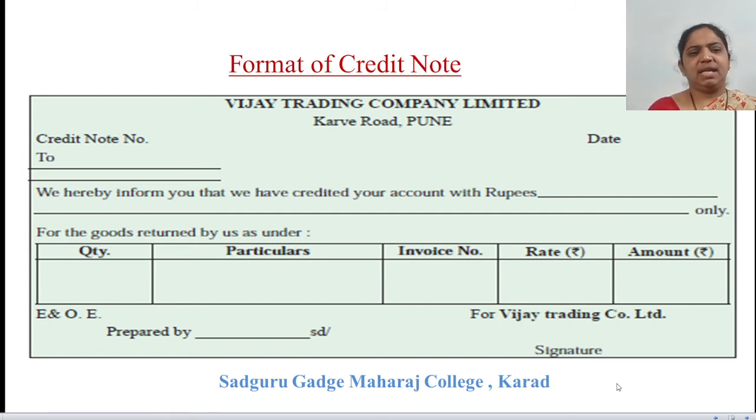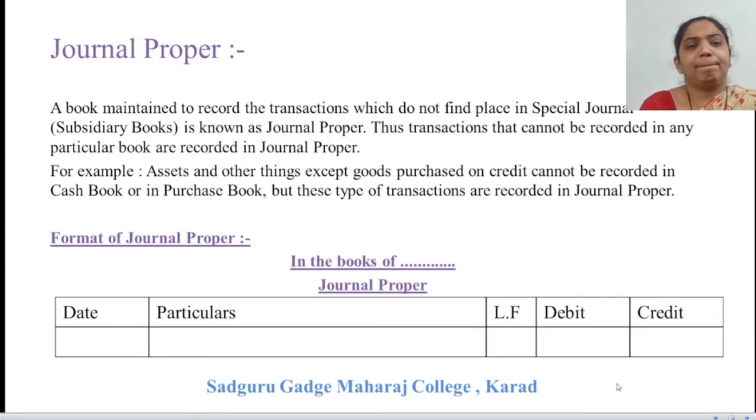Then on the left-hand side, E&OE, prepared by, blank. On the right-hand side, for Vijay Trading Company Limited, and the signature will be there. Got it, everyone? First we have seen the purchase book, purchase return, and debit note. Then we have seen the sales book, sales return, and credit note. Now further we will see the journal proper.